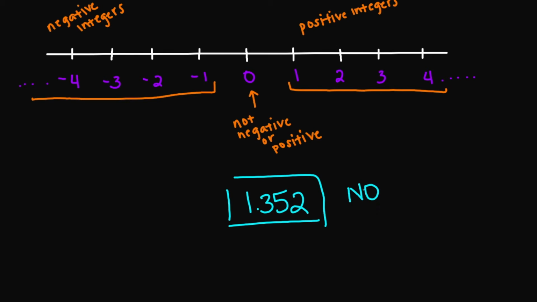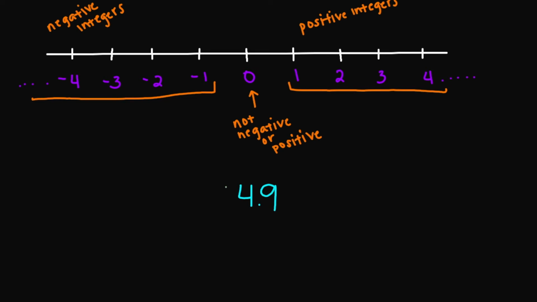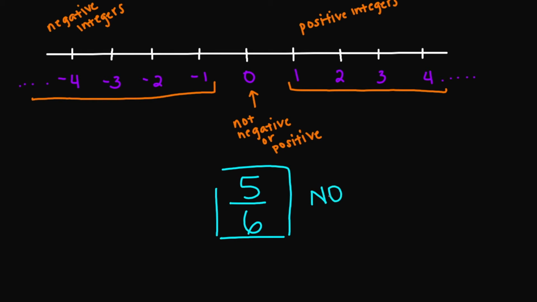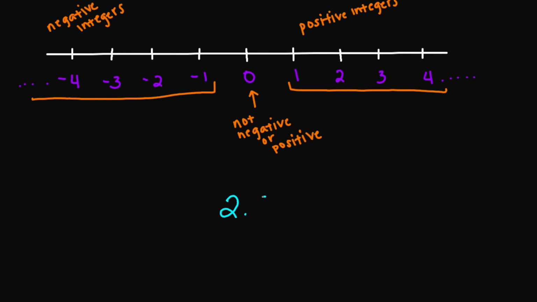This is not an integer because 1.352 is not a whole number. What about the decimal 4.9? Is 4.9 an integer? No, this is not an integer because 4.9 is not a whole number. What about the fraction 5 over 6? No, 5 over 6 is not an integer. What about 2.5? Is 2.5 an integer? No, 2.5 is not an integer.